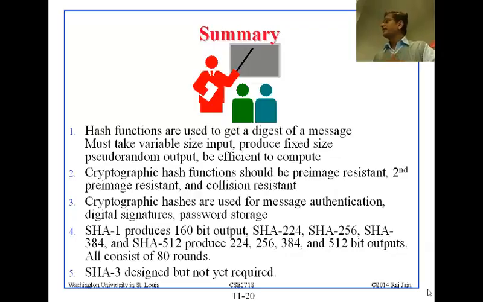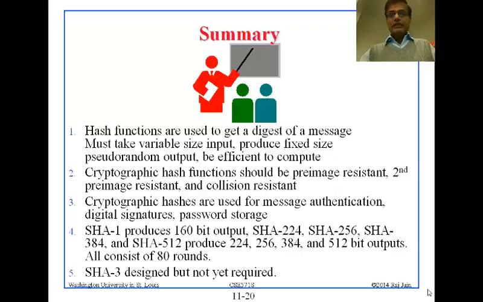First is that hash functions are used to get a digest of the message. You can call it a digest, you can call it a summary, you can call it a CRC kind of thing. It takes any size input and produces a fixed size output. And the output is, because it is a hash, pseudo random, so that if you had a table of that size, it will fall evenly on the table.